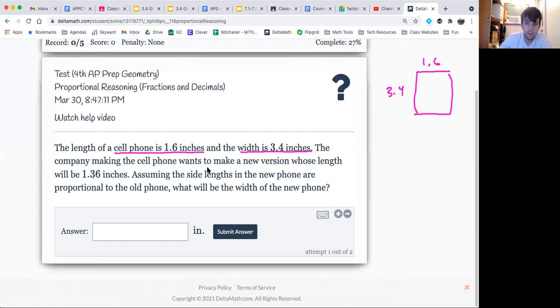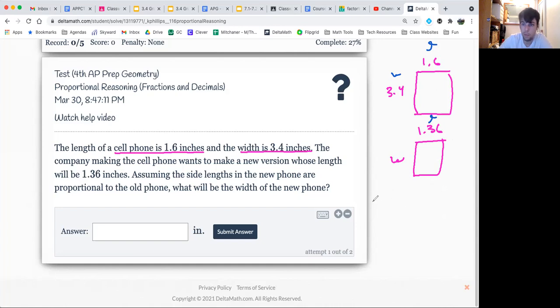The company making the cell phone wants to make a new version whose length will be 1.36 inches. Assuming the side lengths in the new phone are proportional to the old phone, what will be the new width? So we want one that's now 1.36, and we want to know the new width. Knowing which parts correspond, this is my length and my length, and my width and my width, so the ratios of the lengths and the ratios of the widths have to be equivalent to each other.